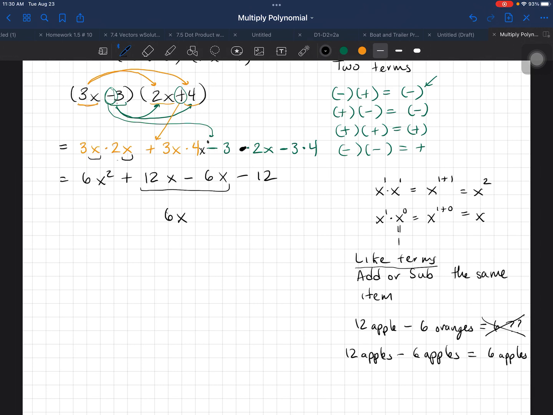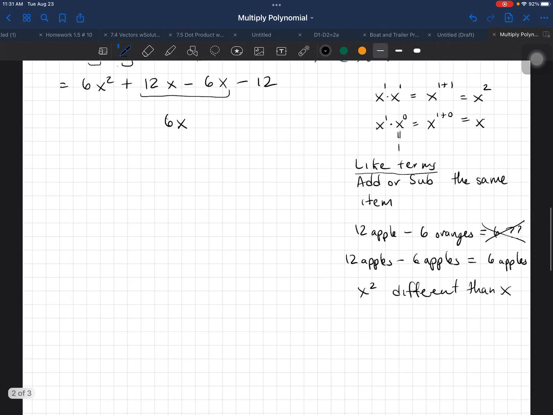So the reason that these two wouldn't be able to combine is because this is a different item than this. We know that x squared is different than x. For example, if x is a variable, a variable is something that varies. It could be any number. We don't have to attach this to a specific number, but if we just think about it, it's any number.